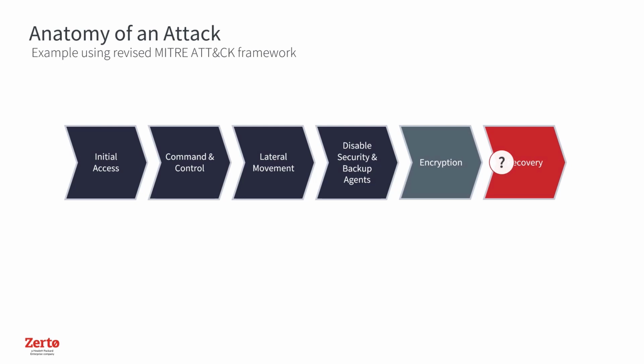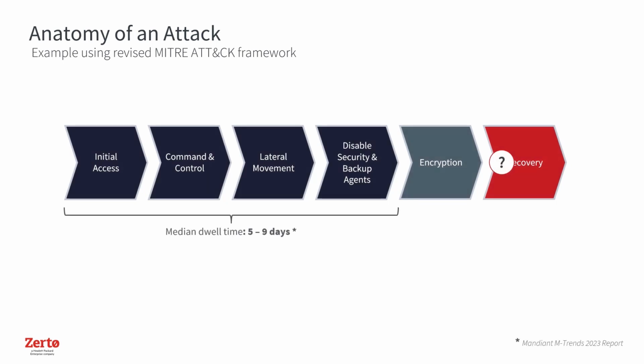Impact can mean a number of things. For example, it could be data theft. But commonly with ransomware, the impact is typically encryption, or locking down files and folders to force the customer to pay a ransom to regain access to their data. The gap between initial access and encryption, the time it's in your system, is called dwell time. The median dwell time is 5 to 9 days.